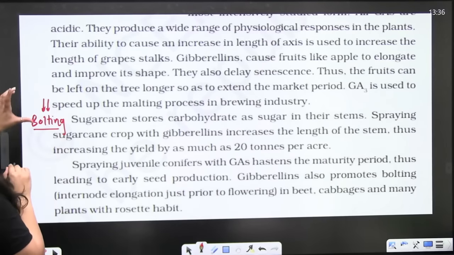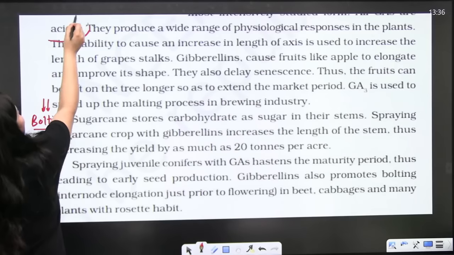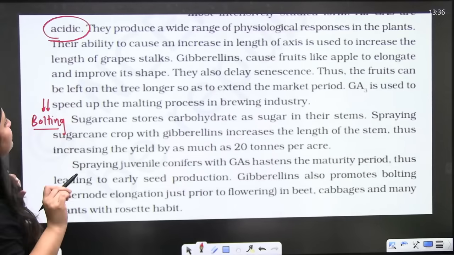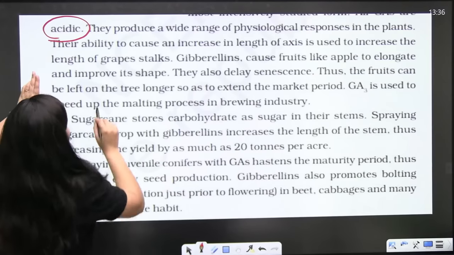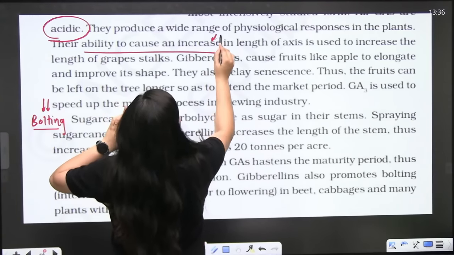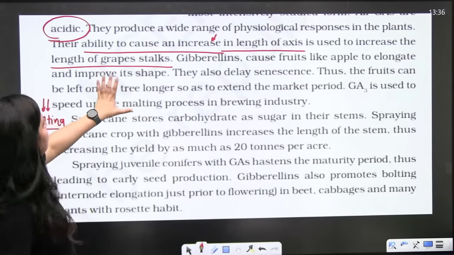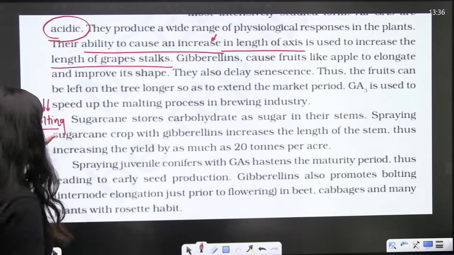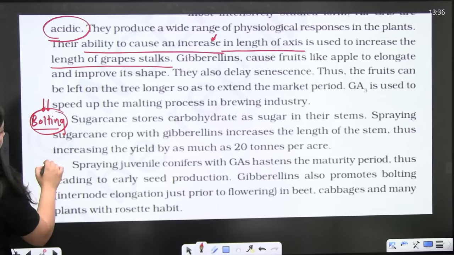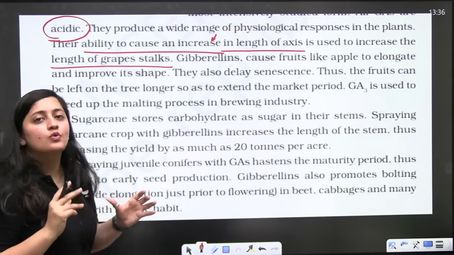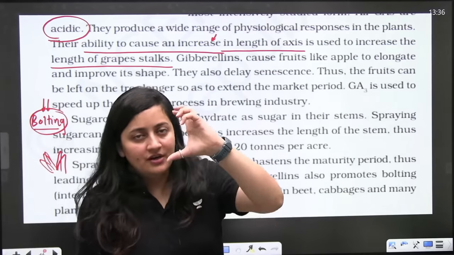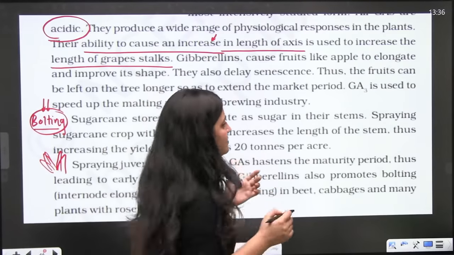bolting, right? So, gibberellin, gibberellic acid, it is acidic, bachche. So, their ability to cause an increase in the length of axis is used to increase the length of grape stalks. Actually, it is related to this bolting part. You know that there are some plants which are in the rosette stage. They are having the rosette habit. What is the meaning of it?